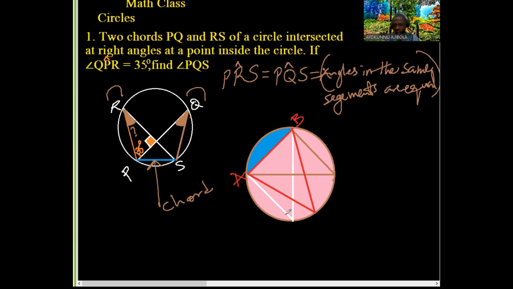So if the angle at this spot is angle A, the angle here is angle B, the angle here is angle C. Are you getting that? We can say A equal to B equal to C. Is that clear?